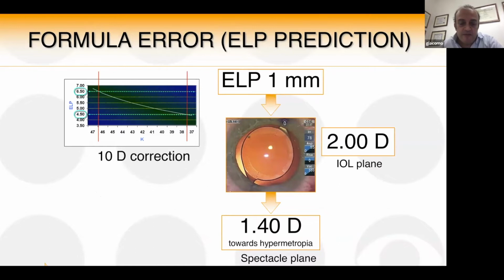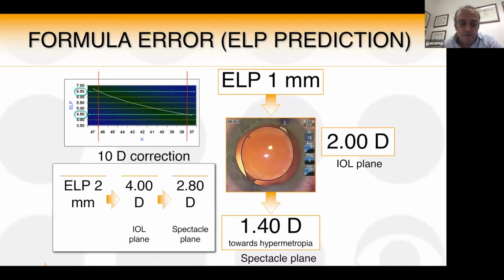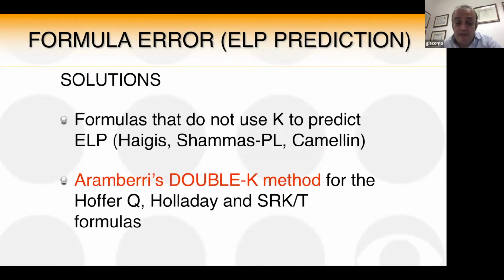And if you have a 10 diopters correction, you go down from 6.5 to 4.5 millimeters of ELP, and you get 3 diopters of refractive error just because of the formula. This does not happen if you use the Haigis formula or the Shammas-PL or the Camellin formula, which is an Italian formula. Why? Because the Haigis formula does not use the keratometry to predict the ELP.